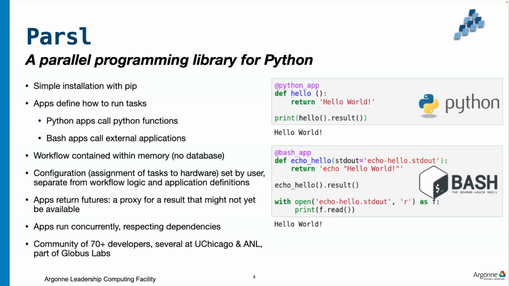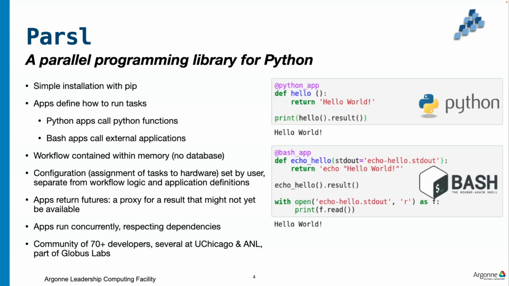So there's different types of apps. So there's one called Python apps, which run native Python code. And then there's also something called bash apps, which can call external compiled applications. Like if you're running, we'll see some examples of, you just have some C program you want to run many times.